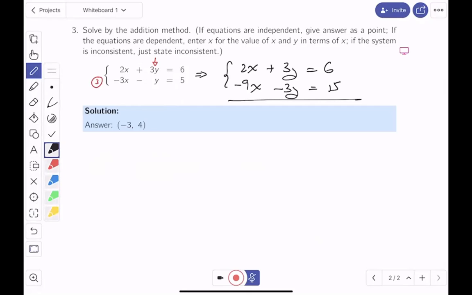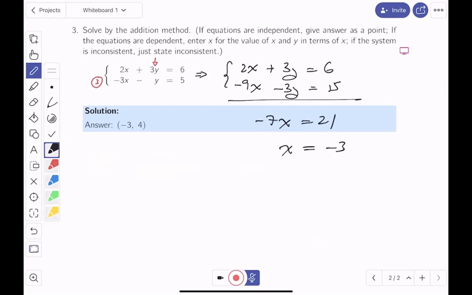Then what we're going to do is add them together. Well, if you add them together, what happens? Again, it's the reason it's called the addition method. It's also called elimination. We want something to eliminate, and it does. The y's disappear. What do you get? Minus 7x equals 21. This should be very familiar to you. And x is equal to minus 3.